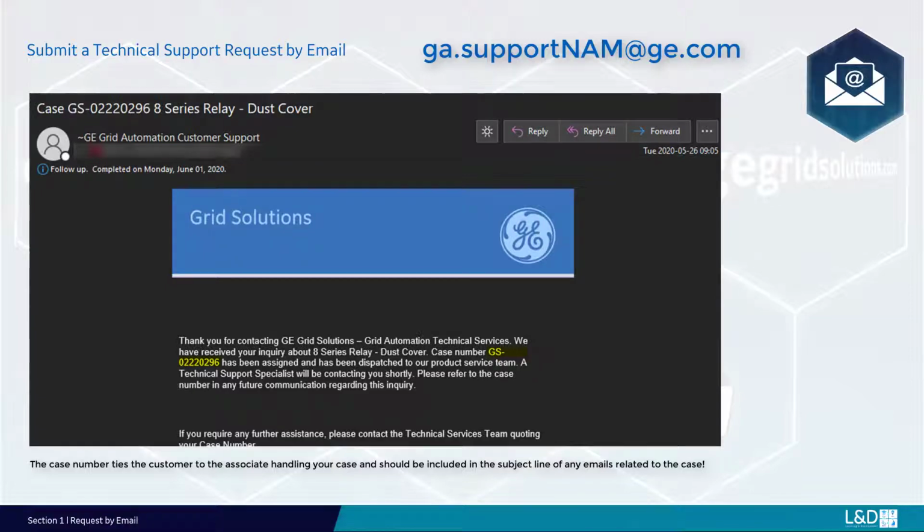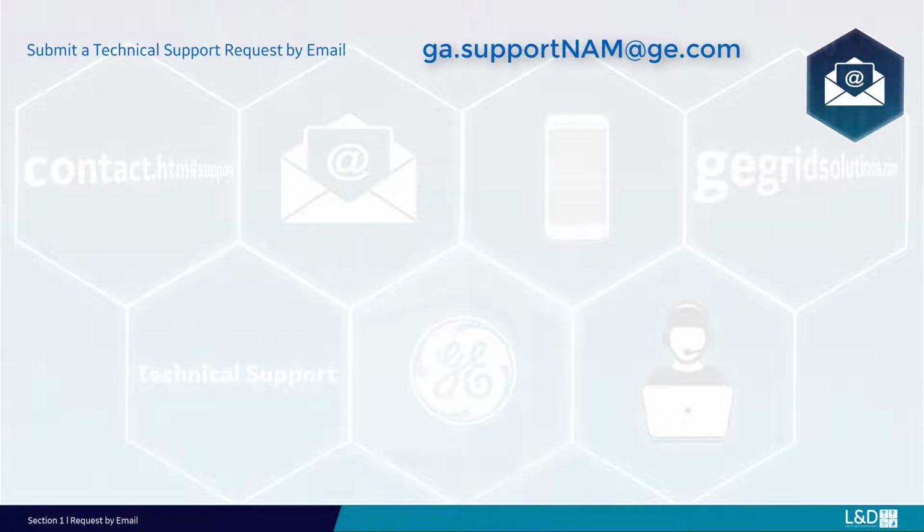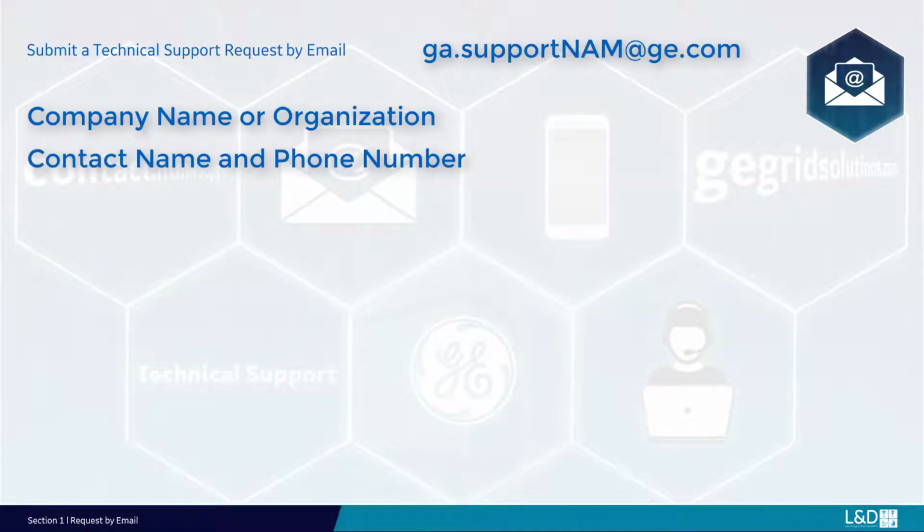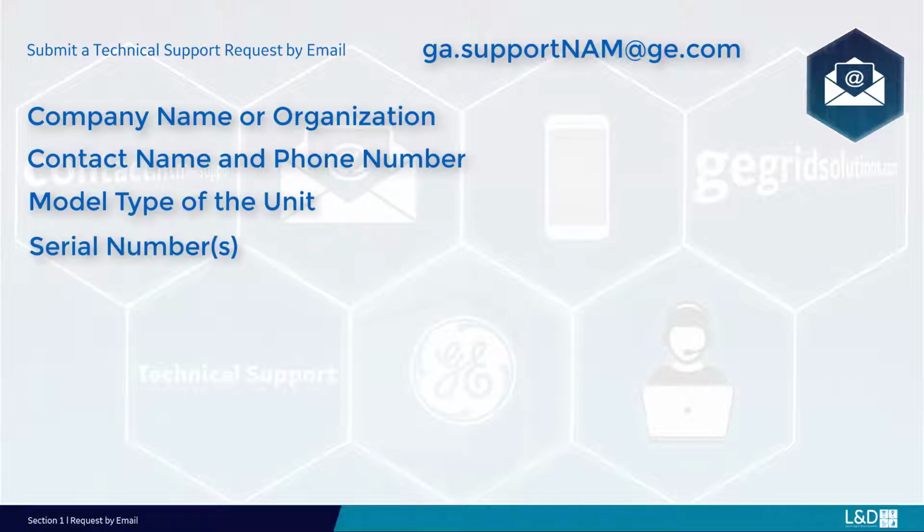To effectively support you, the following information is requested. We'll need the name of your company and/or organization. We'll need a contact name and phone number. We'll need a model type of the unit, a serial number from the unit, and a description of the issue in as much detail as you can provide.